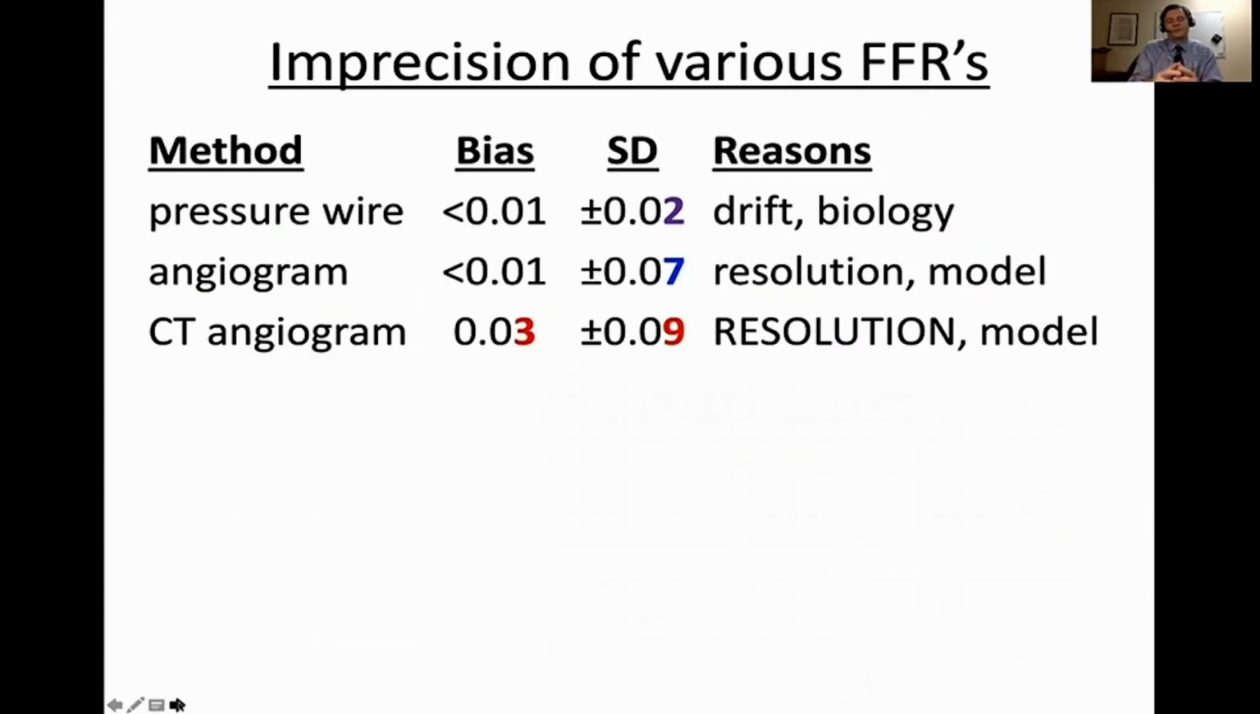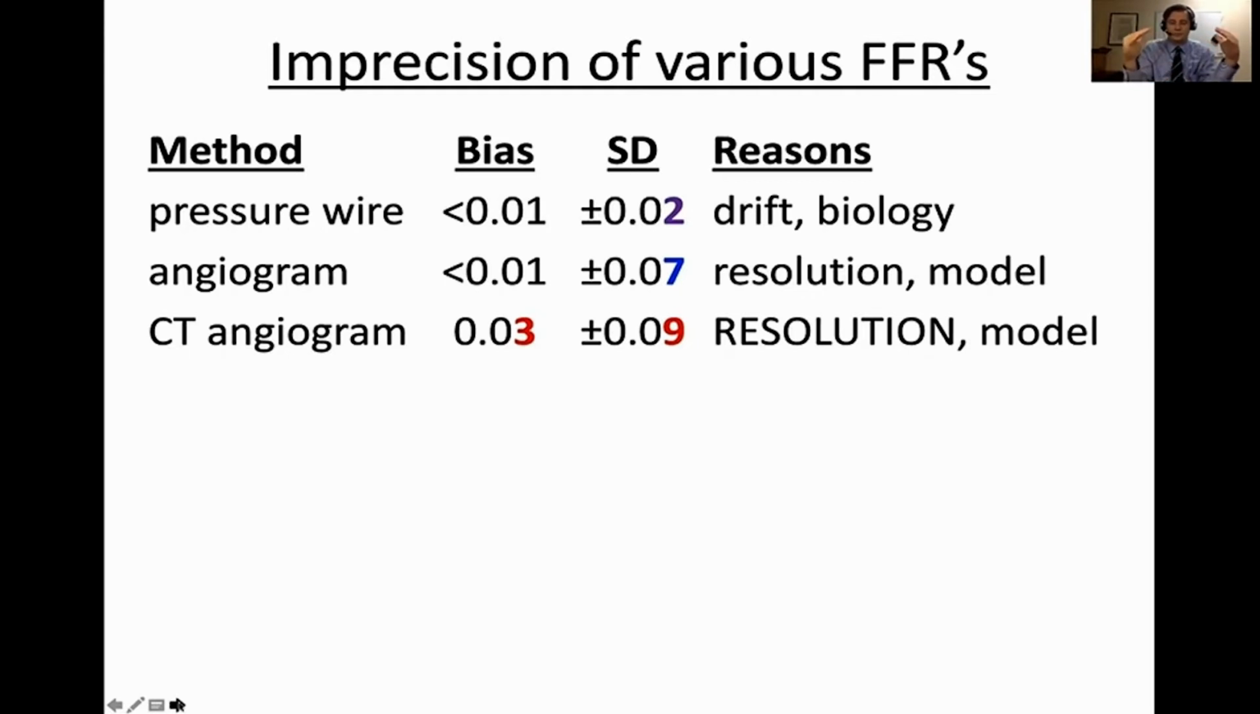So to summarize all of this then, we have these various methods of measuring FFR, using an invasive pressure wire, deriving it from the invasive angiogram, or deriving it from the CT angiogram. And when we think about bias, the bias is always small. As I said, there's a little bit of bias for FFRcts, but generally for the other ones, it's negligible. The real issue then is the imprecision, right? When you start off with a pressure wire, you're able to get down to 0.02 plus or minus.